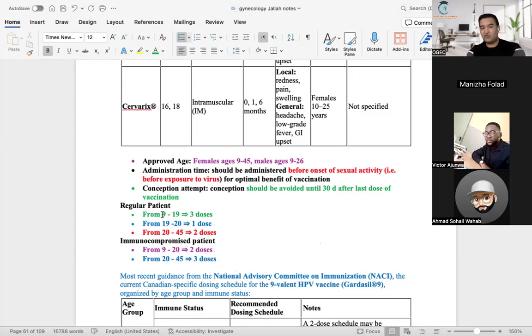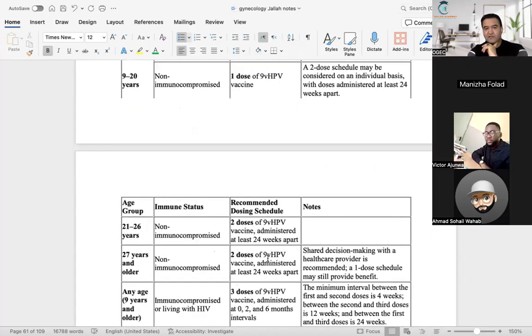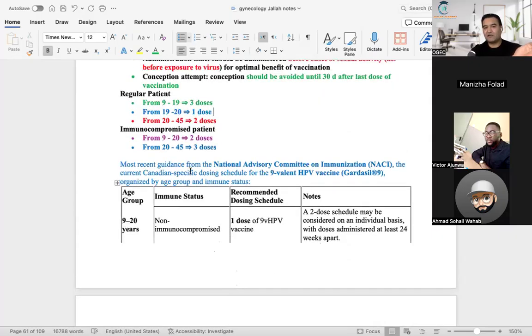So regular patient, I mean the patient who is not immunocompromised. What do you do? If the patient is from age 9 to 19, the patient usually gets 3 doses, 0 to 6 months. From 19 to 20, they receive only 1 dose. If you get a patient who has never got the vaccination, newly landed, 19 to 20, 1 dose. From 20 to 45 for female, 2 doses. Now, the case is different for an immunocompromised patient. If your patient is immunocompromised 9 to 20, the patient gets 2 doses. From 20 to 45, the patient receives 3 doses. Basically this chart is all about this, and this is the short form of it.